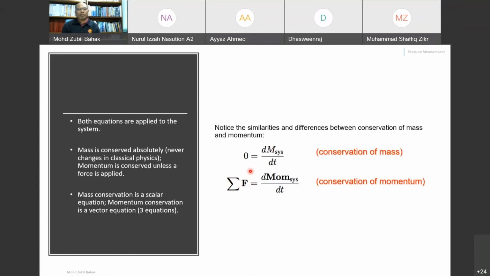We see from this equation, both equations are applied to the system. Mass is conserved, absolutely, so there are no physical changes there. That's why we have dm over dt equal to 0. While the momentum is conserved unless a force is applied. Mass conservation is a scalar equation. Momentum conservation is a vector equation. So over here we have momentum, a vector, while the mass here is a scalar.